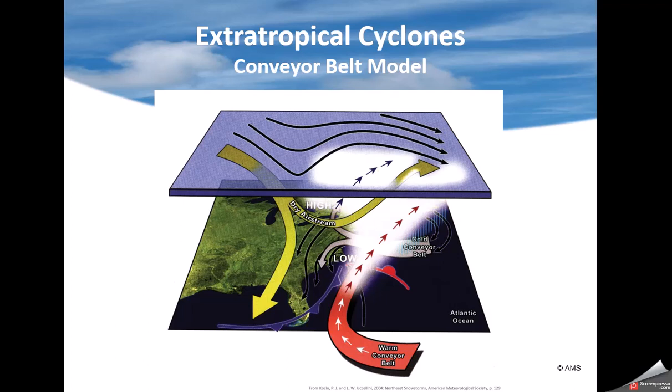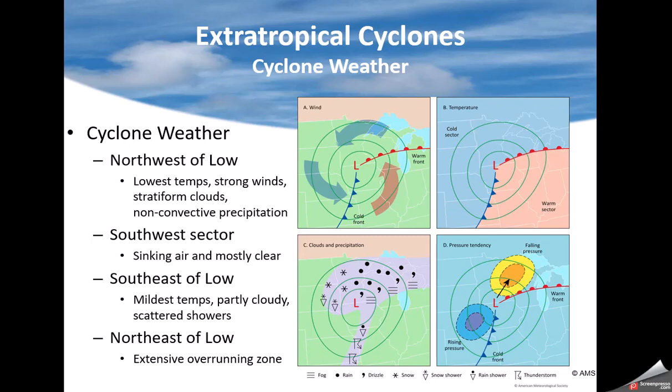Notice that the cold conveyor belt is moving to the west around the low, because remember the low is rotating counterclockwise, and you wind up with it at some point getting caught in the jet stream and moving back to the east or northeast. That's what forms the comma head. And there you can see the different types of precipitation that may occur.